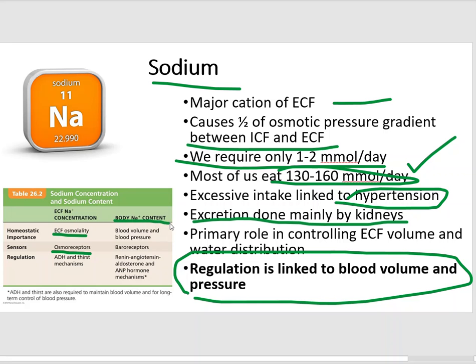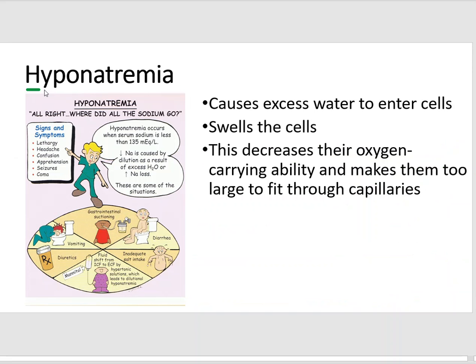Body sodium content, as we said, is related to blood volume and pressure. We have baroreceptors in the carotids and in the arch of the aorta that monitor blood pressure. This blood pressure itself is regulated by the renin, angiotensin, aldosterone axis, and also atrial natriuretic peptide. It's going to be a big part of that.